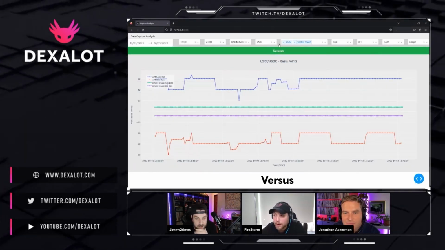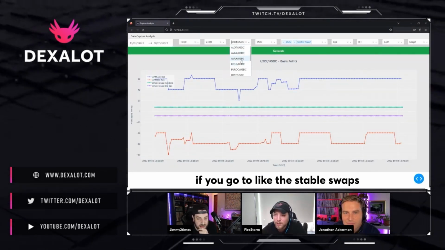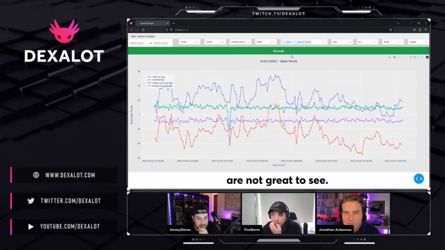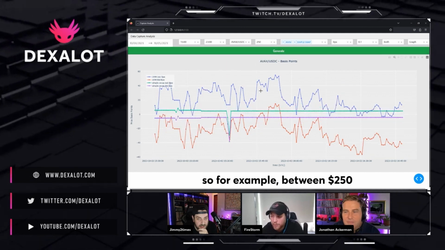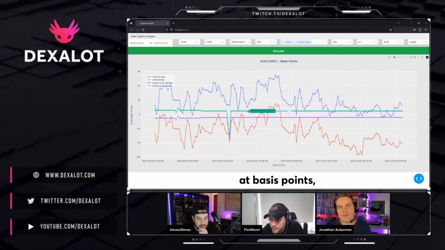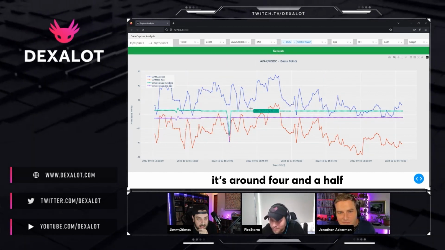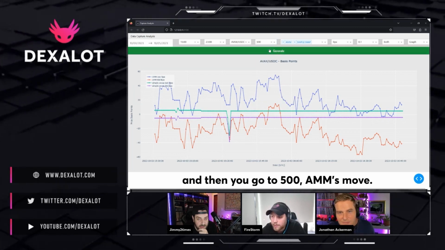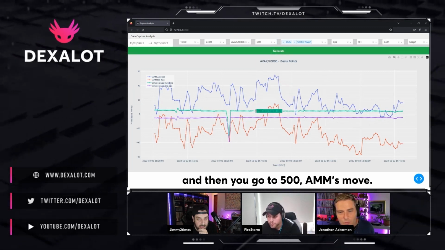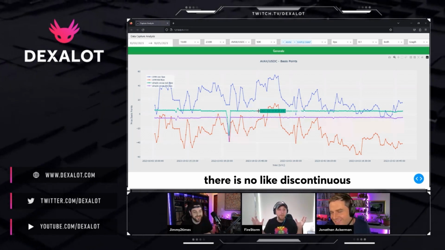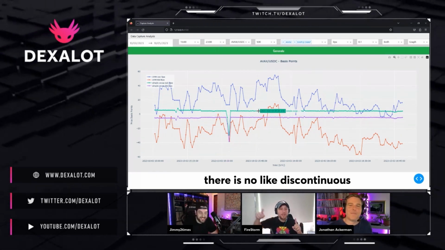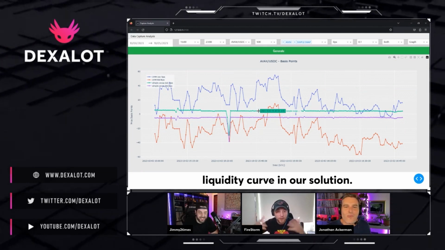Versus if you go to, like, stable swaps are not great to see. If you go to Dexalot, so for example, between $250 at basis points, it's around 4.5. And then you go to 500. AMMs move, but Dexalot doesn't, because there are no bins. There is no discontinuous liquidity curve in our solution.